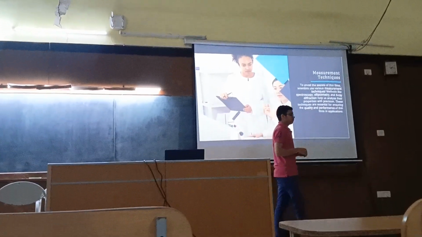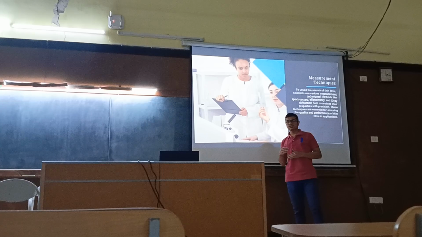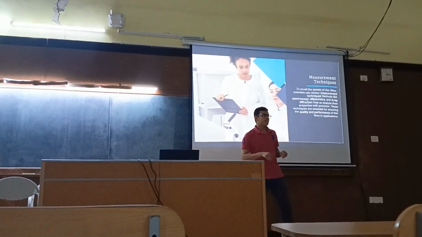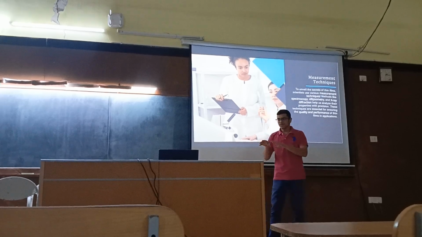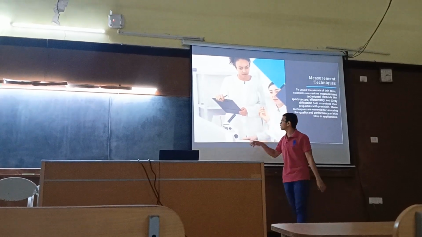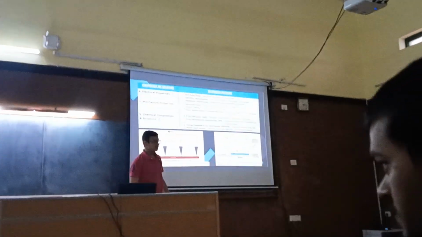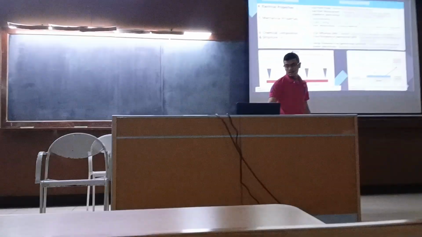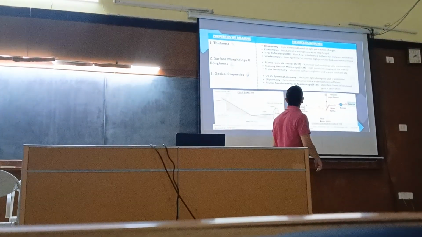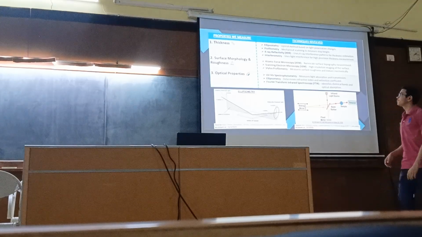We have now deposited our thin films. To use them, we need to know what their properties are. Basically, we need techniques to measure the properties of thin films. These are the properties we are interested in measuring: first thickness, surface morphology and roughness; then optical properties, electrical properties, mechanical properties, and the chemical composition and structure of the thin film. To measure thickness, we have four methods: ellipsometry, photometry, X-ray reflectivity, and interferometry.